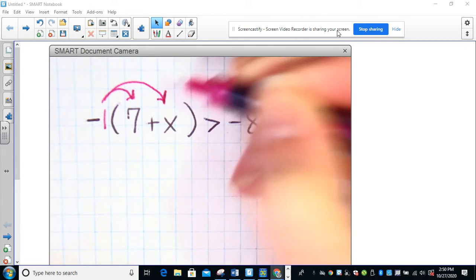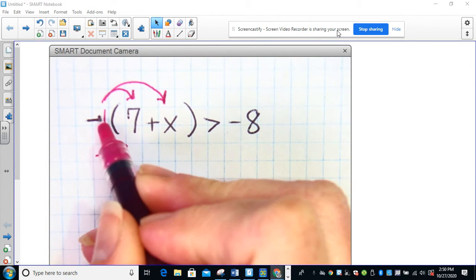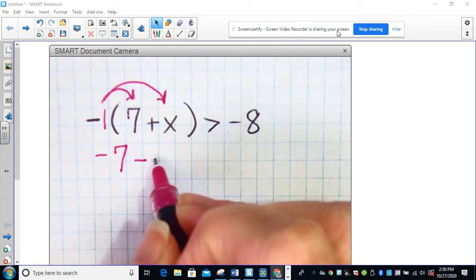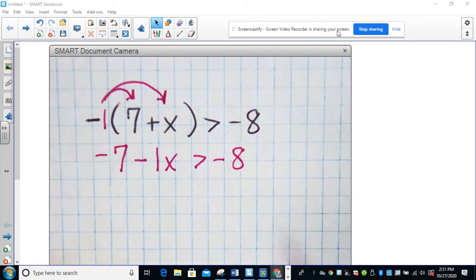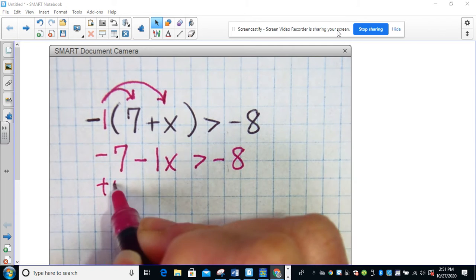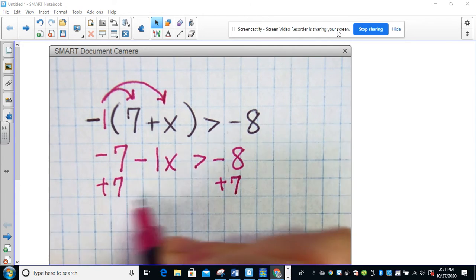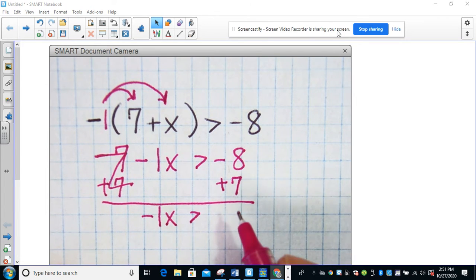Distribute. -1 times 7 is a -7. -1 times positive x is a -1x. Bring down the rest. Then, to get rid of this -7, we're going to add 7 to both sides. Cancels out. You have a -1x is greater than -1.